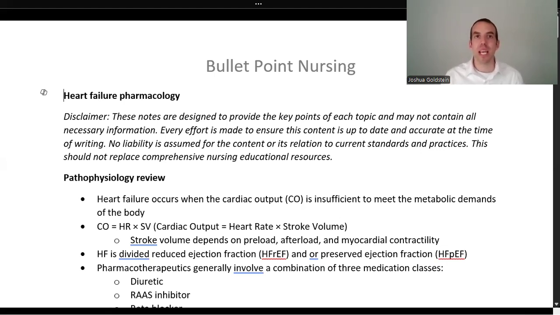My name is Dr. Goldstein, and in this lecture, we're going to go through heart failure pharmacology. Let's begin, as we always do, with the basic pathophysiology review.